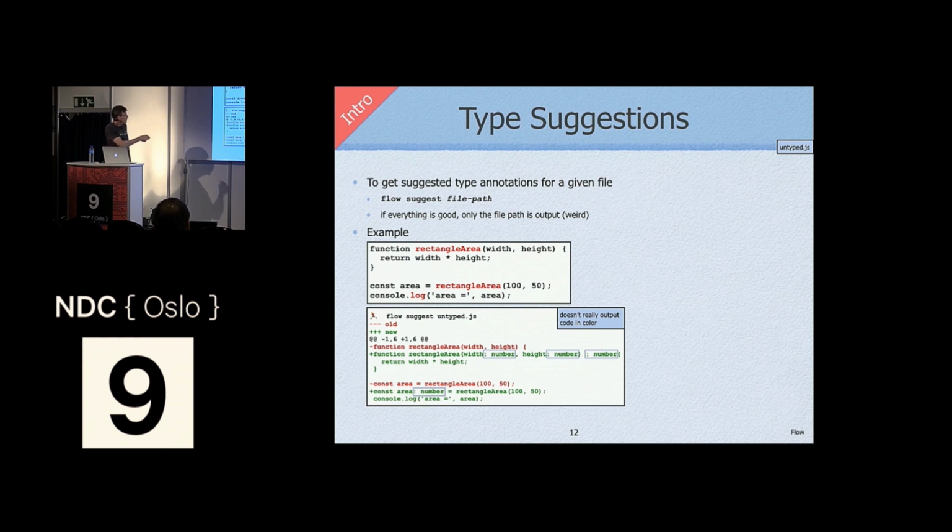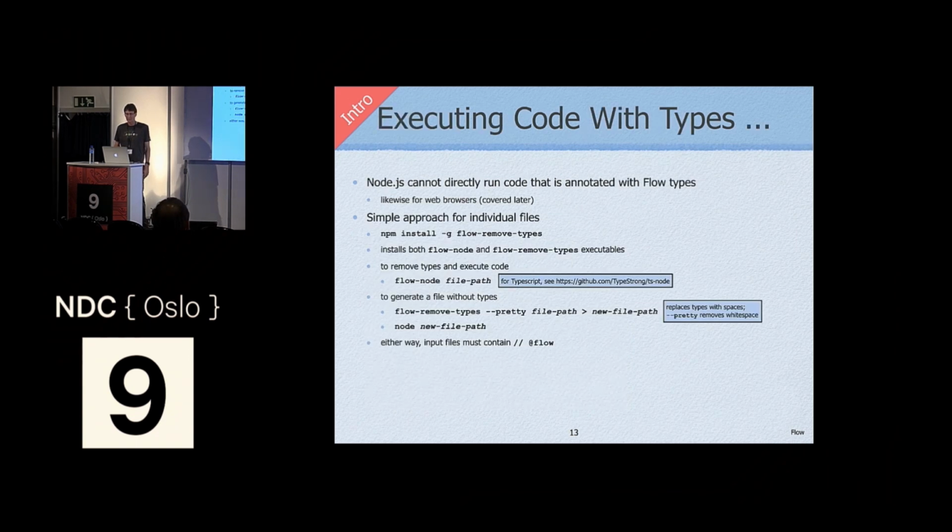Okay, and then here where I use it, what kind of variable is area? And it says, I think that's a number. So this is a really simple case. It can do more complicated suggestions than that, but it's nice that it gives you a head start on that.